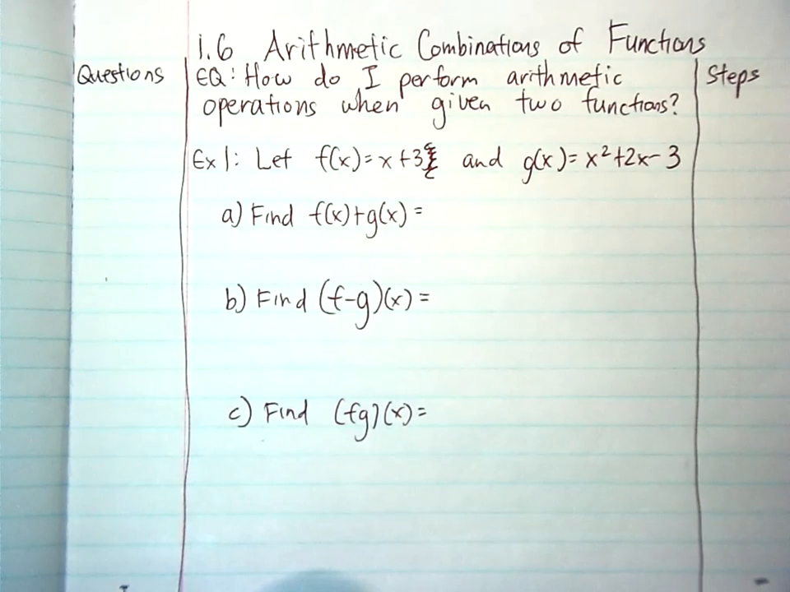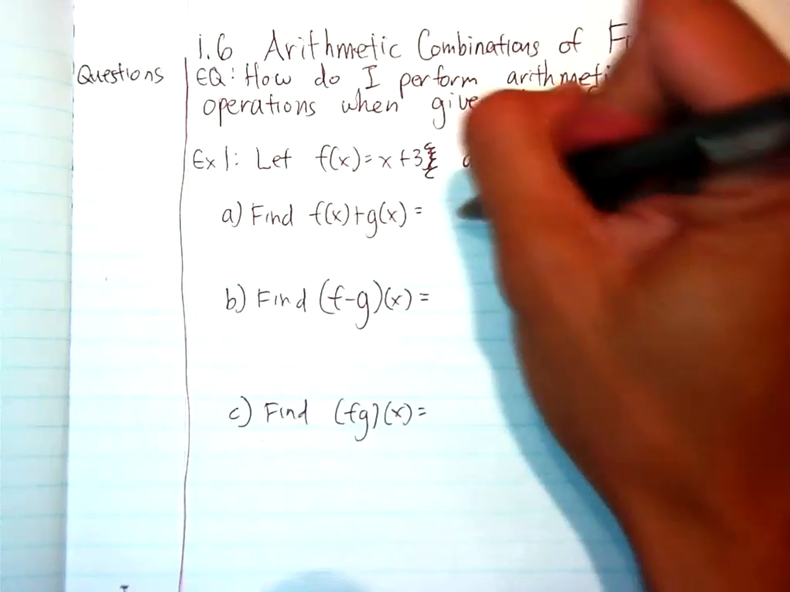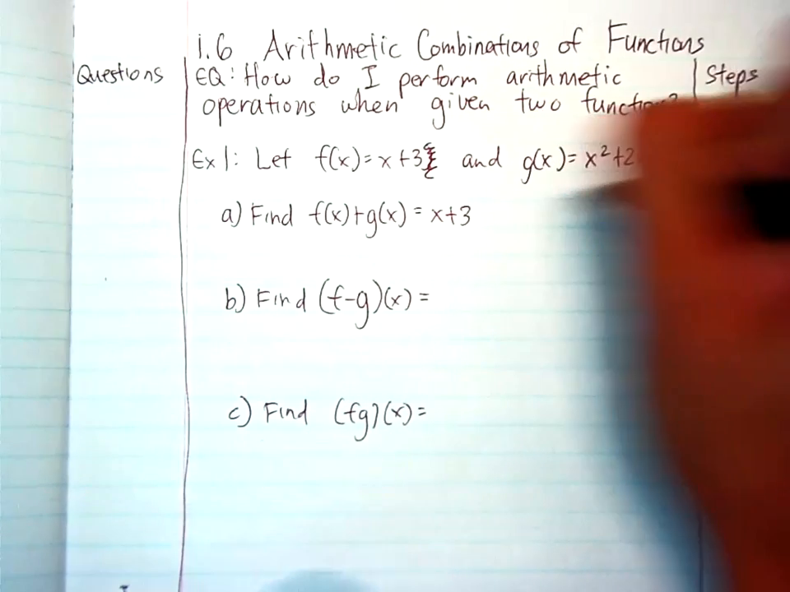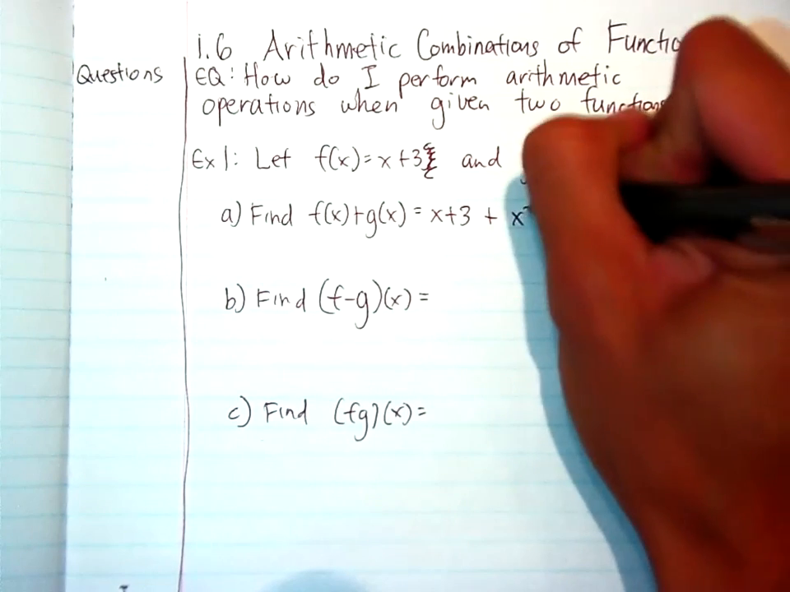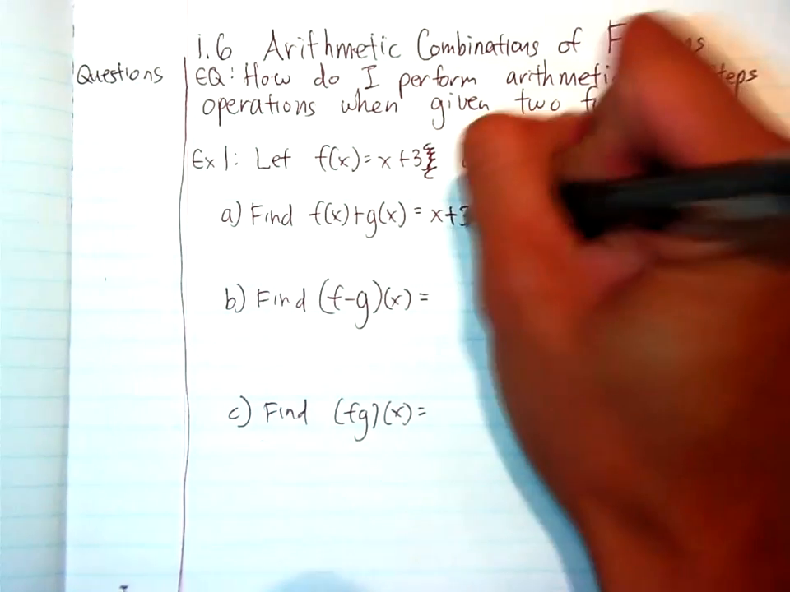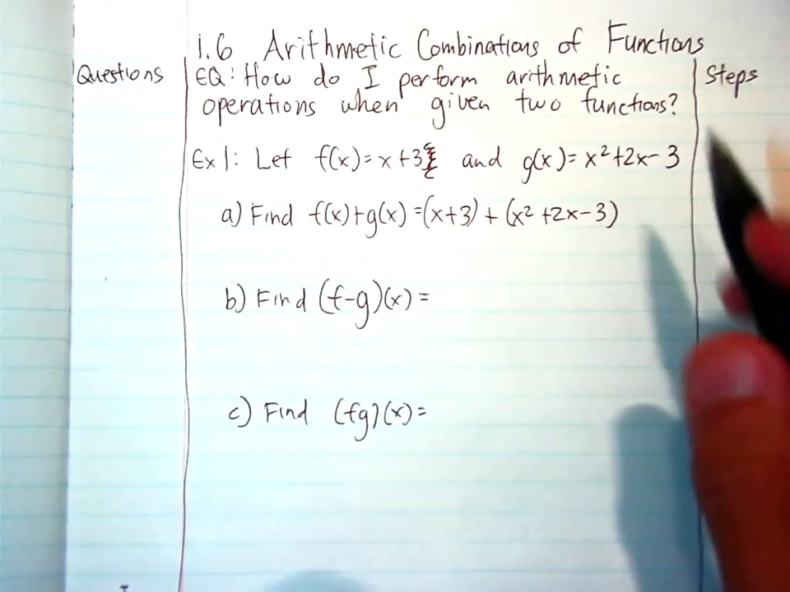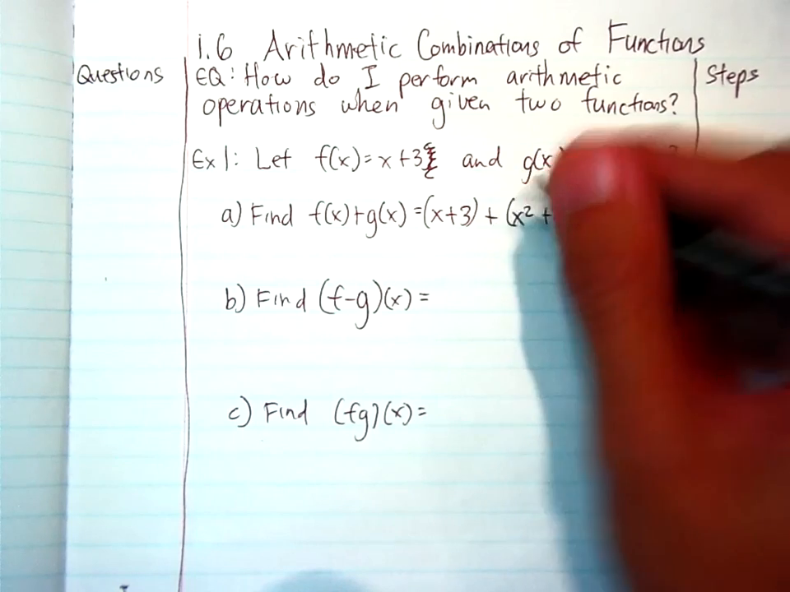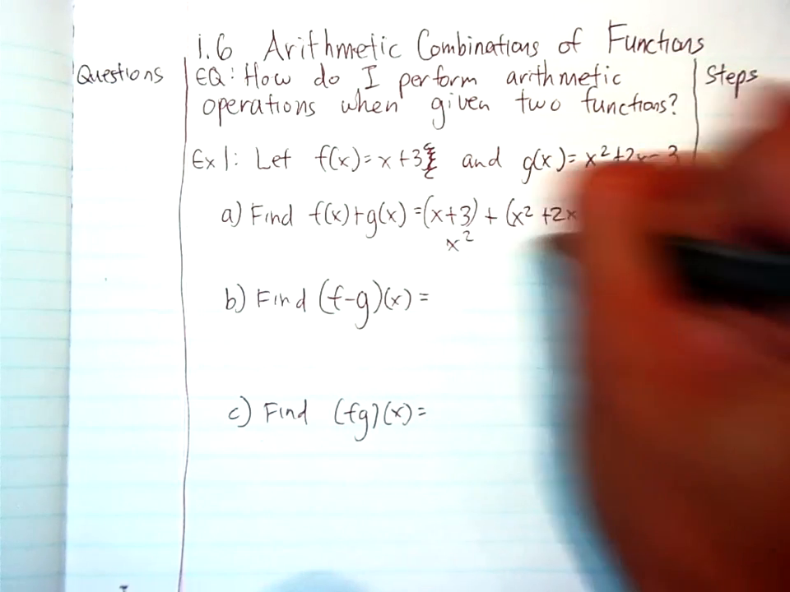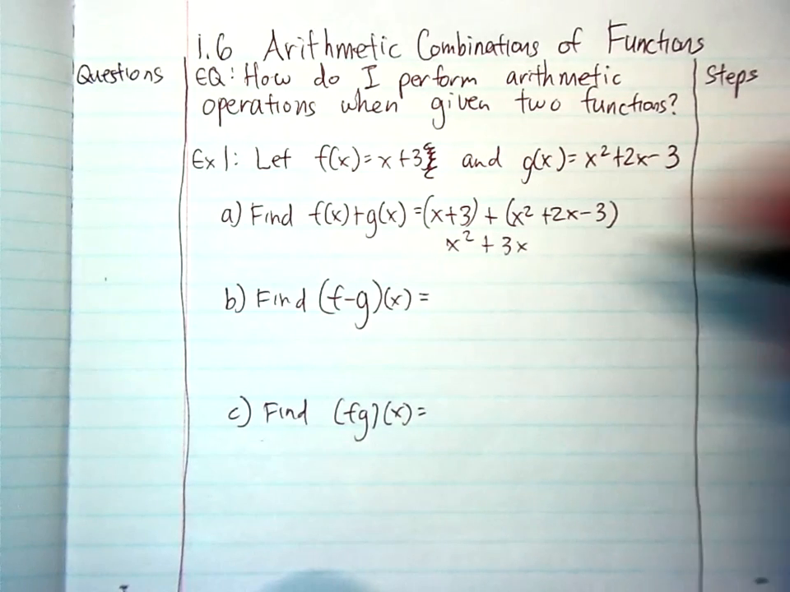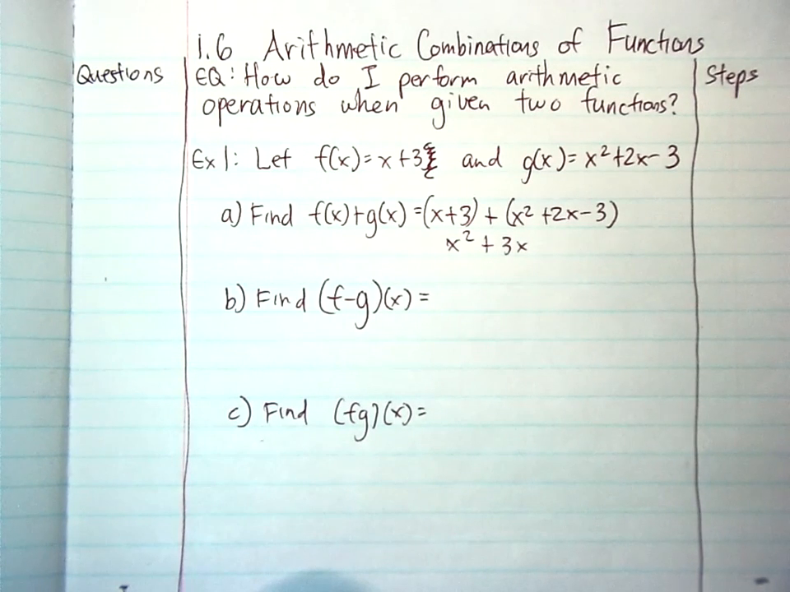Okay, and I think it's pretty self-explanatory, but the first one, I'm literally just going to add the two functions. So when I add the two functions, all I need to do is make sure I combine like terms. Make sure you don't multiply it because there is a plus sign in between. So the answer is x squared plus 3x, and then plus 0, obviously, but I'm not going to write that.